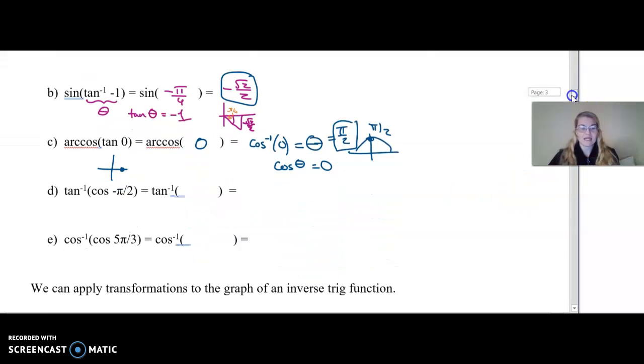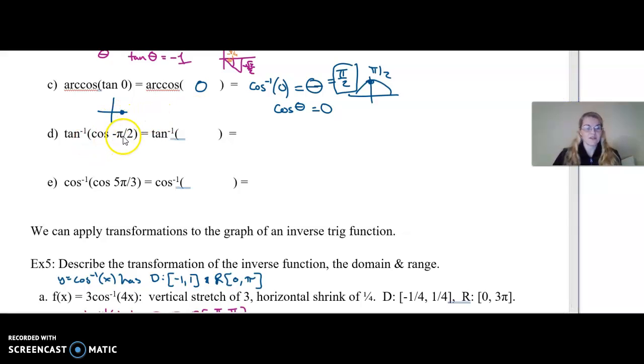Continuing on, tan inverse of cosine of negative pi over 2. Okay, so negative pi over 2 is down here. So what is cosine at negative pi over 2? It's 0. Tan inverse of 0. So again, when is tangent equal to 0? This is like saying this is equal to some theta, where tangent of theta equals 0. Tangent of theta equals 0 at 0 degrees or 0 radians.